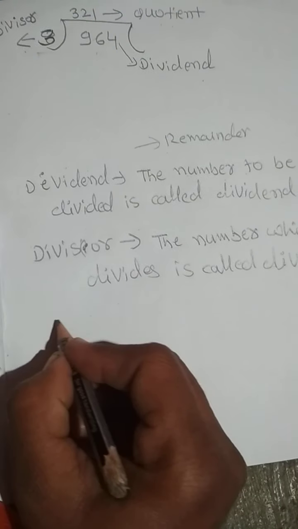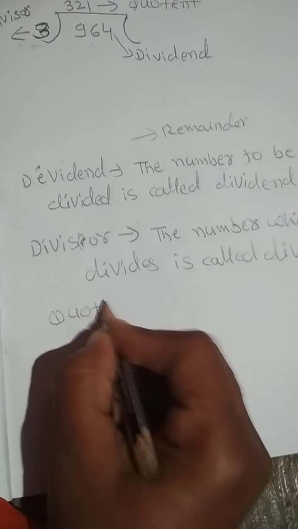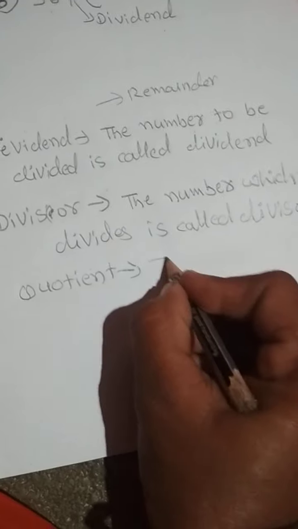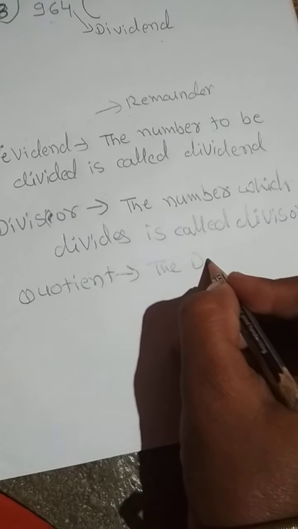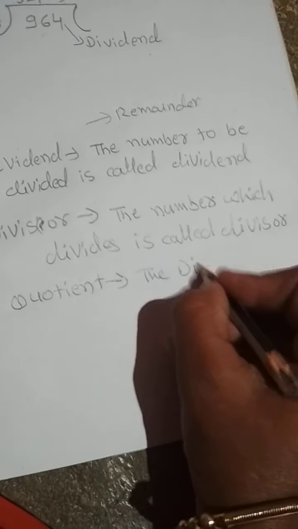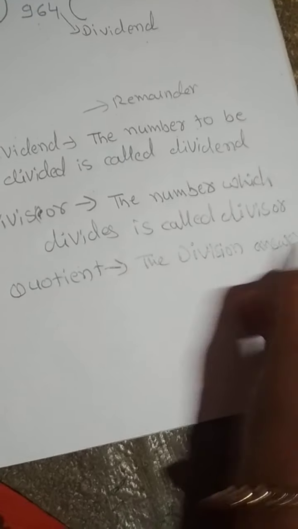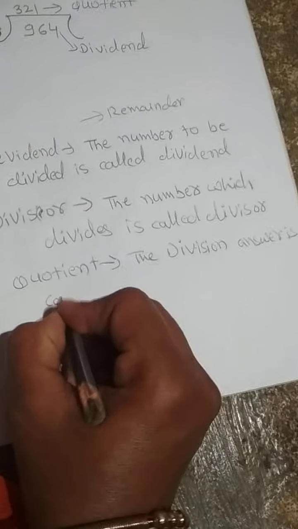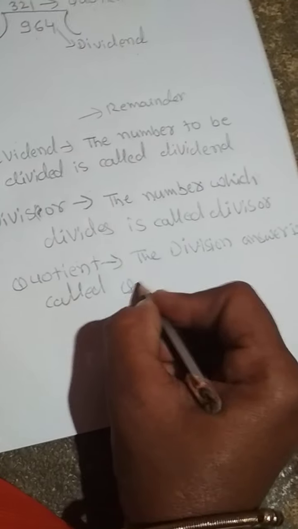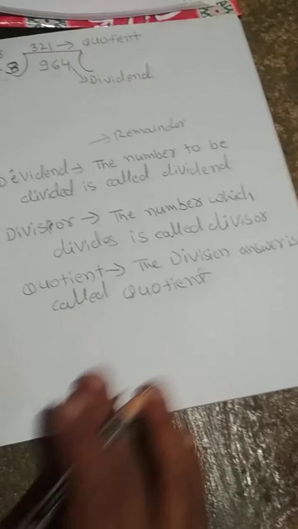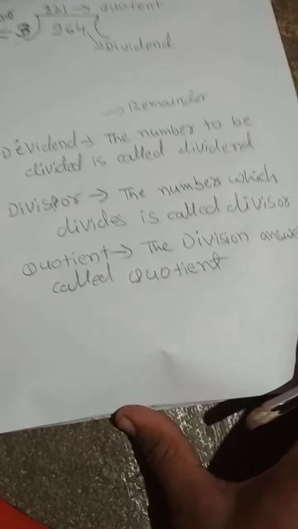And quotient. The division answer is called the quotient. When this answer comes, that answer is called the quotient, students. And here, students, remainder.